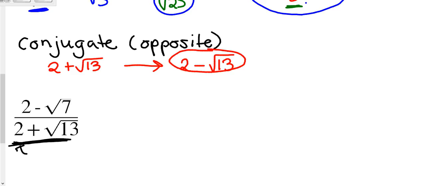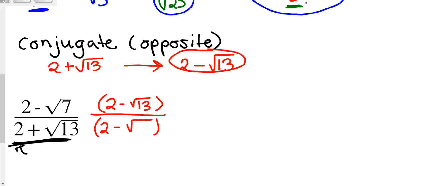So instead of multiplying by just the square root of 13, we need to multiply the top and the bottom by the conjugate, which is 2 minus the square root of 13. Only the sign in front of the radical changes, not the sign in front of the whole number. 2 was positive up here, so it stayed positive when I multiplied. If it was negative, it would have stayed negative. But the sign in front of the radical changes.